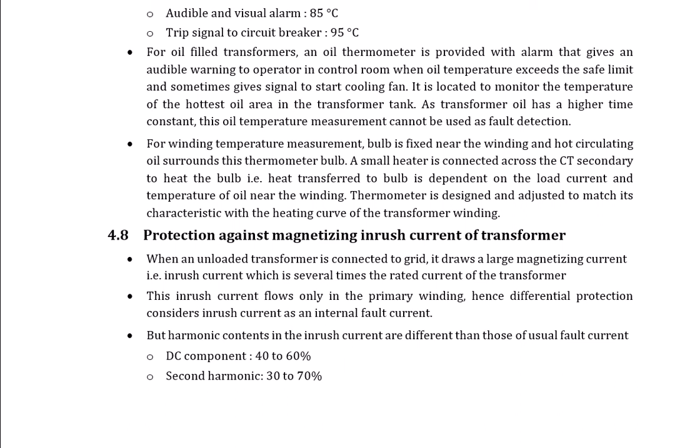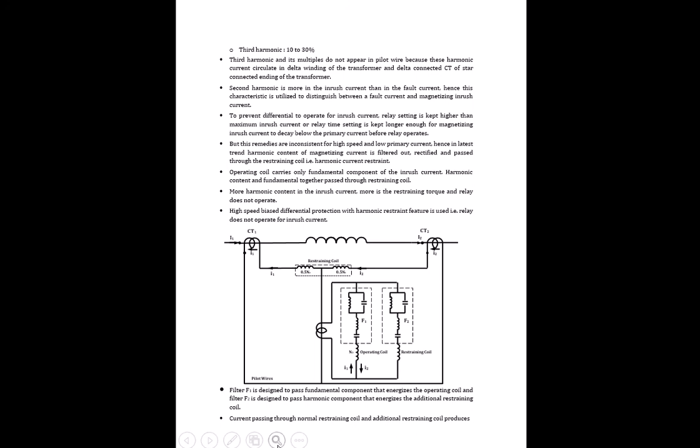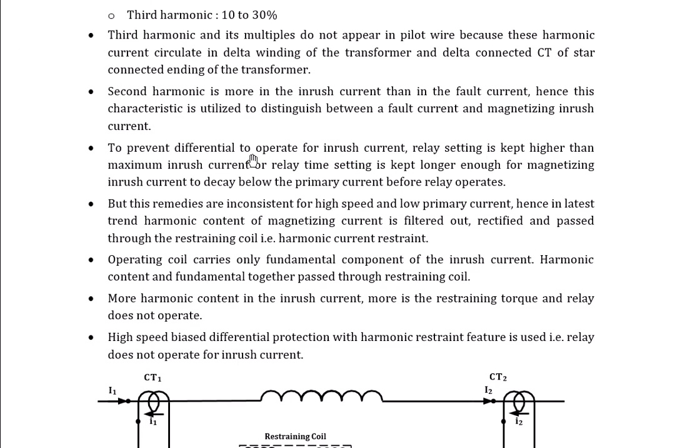But the harmonic content in an inrush current is different from that of the usual fault current. The DC component is 40 to 60%, and the second harmonic current is 30 to 70%. So we have to make a device or protection system that can detect this harmonic component, so that we can differentiate between the fault and the inrush current. The third harmonic component is 10 to 30%.